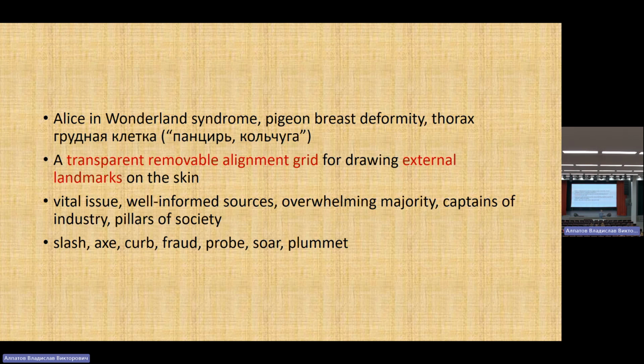Protruding. Thorax, it's the medical term for грудная клетка, but initially it comes from the word which meant armor for the breast, кольчуга, панцирь, right? Because it sort of protects our lungs. So there is metaphor here initially.